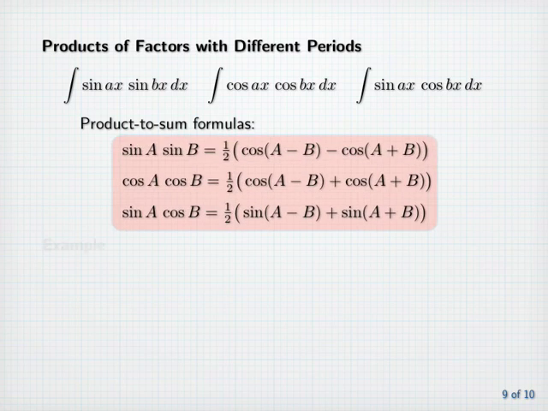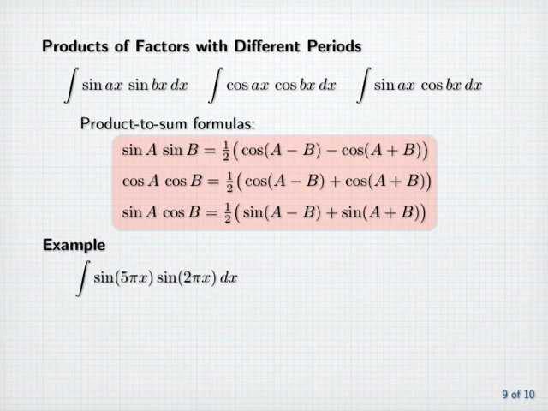The key to dealing with these is to use trigonometric product to sum formulas. Now let's look at an example. Suppose we want to integrate sine of 5 pi x times sine of 2 pi x dx. The integrand here has a graph that looks like this.